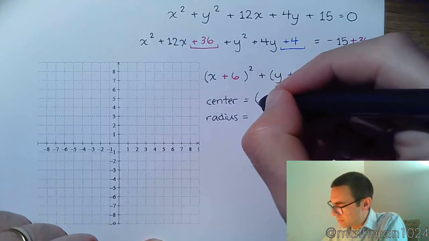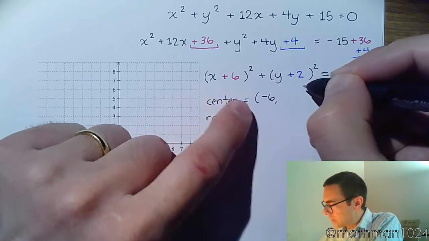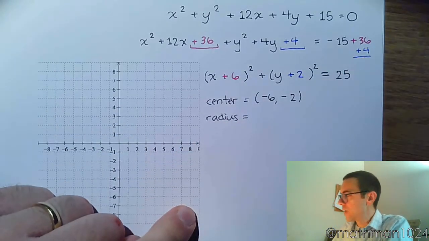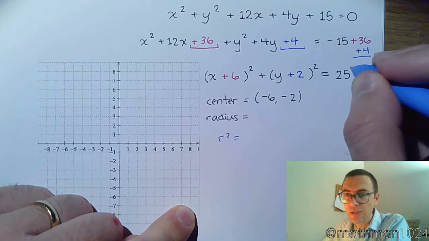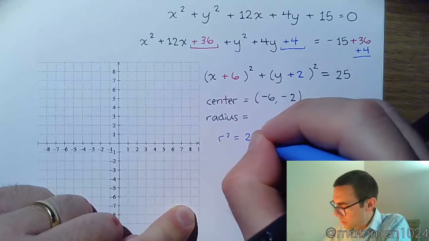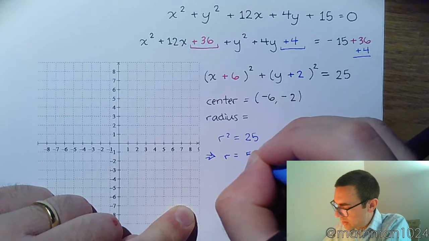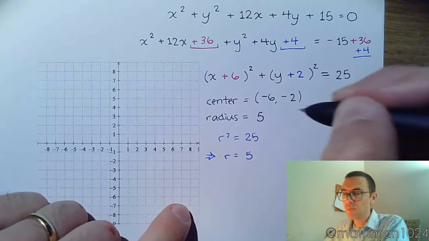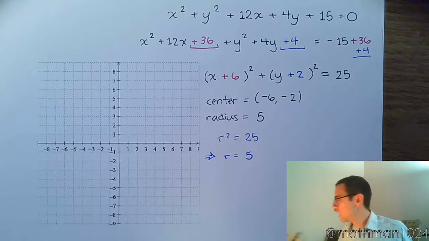All right, so the center, we're going to do the opposite of what we see here. So that's negative 6. Do the opposite of what we see with the y. So that's going to make that negative 2. Your radius. So in that center radius form, your r squared is this constant that's over here. So if r squared is 25, that means that r is the square root of that, so it's just 5. So we have our center, we have our radius. So we put this information together so that we can get our graph.